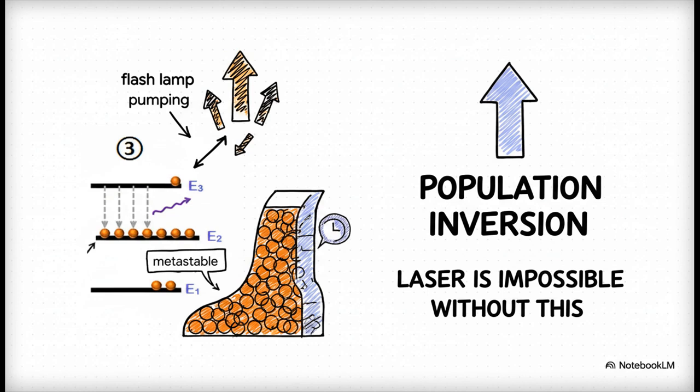So the crucial point is this. Because the flash lamp is constantly pumping electrons up, and they are all getting stuck at E2, we suddenly have more electrons in the excited state than in the ground state. This highly unnatural bottleneck is called population inversion, and without it, a laser is literally impossible.